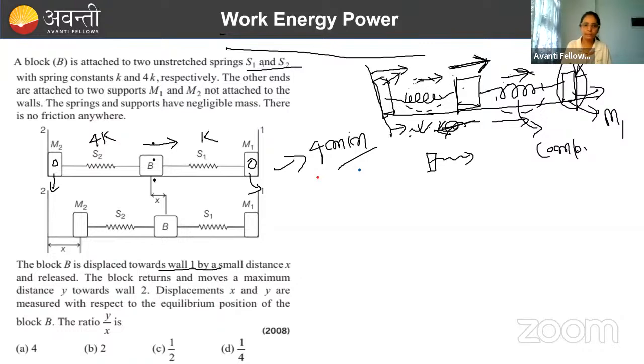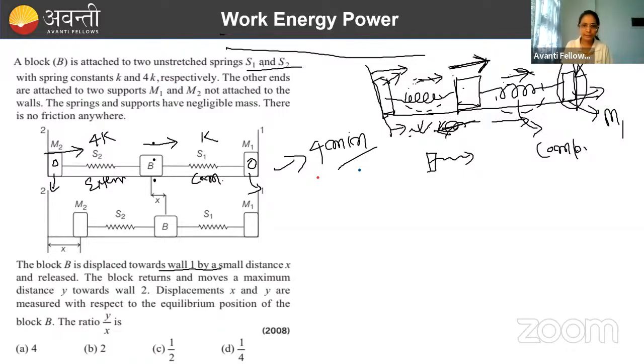Yes, in S2 there will be extension initially, right? When you are pushing mass B or block B towards M1, what will happen? S1 will get compressed and S2 will get extended. But this extension will get balanced by the motion of mass M2 towards S2.